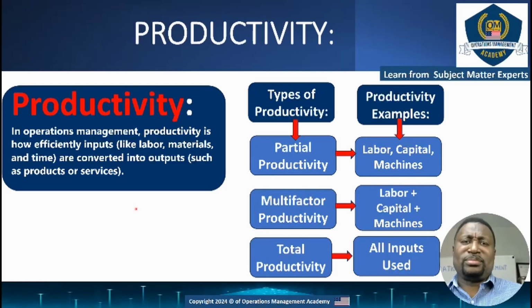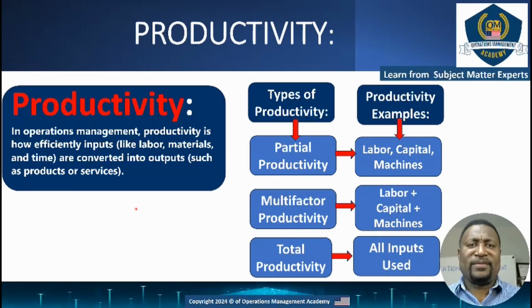So in operations management, productivity is about efficiency. How efficiently are we transforming raw material, what we call input, such as labor, material, machines, and capital, any input that we can think of, into output, being goods and services?